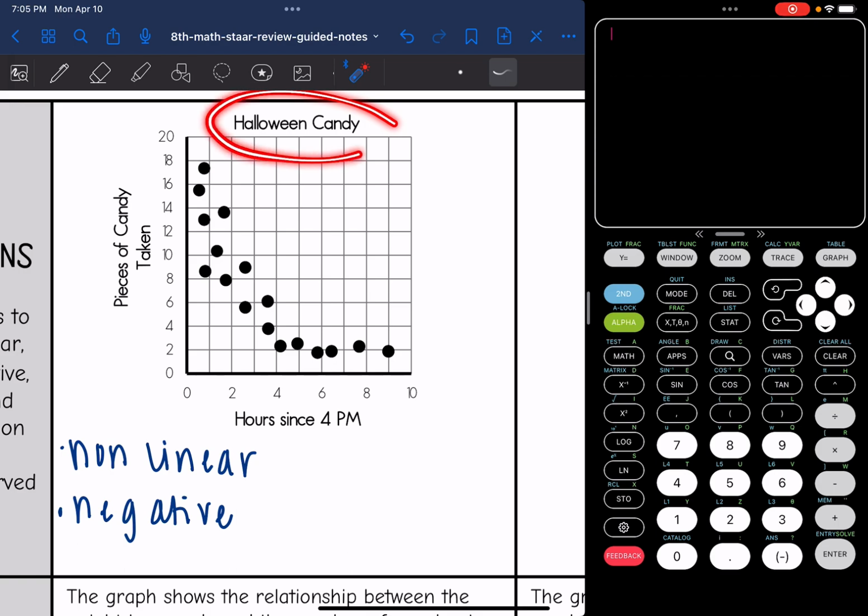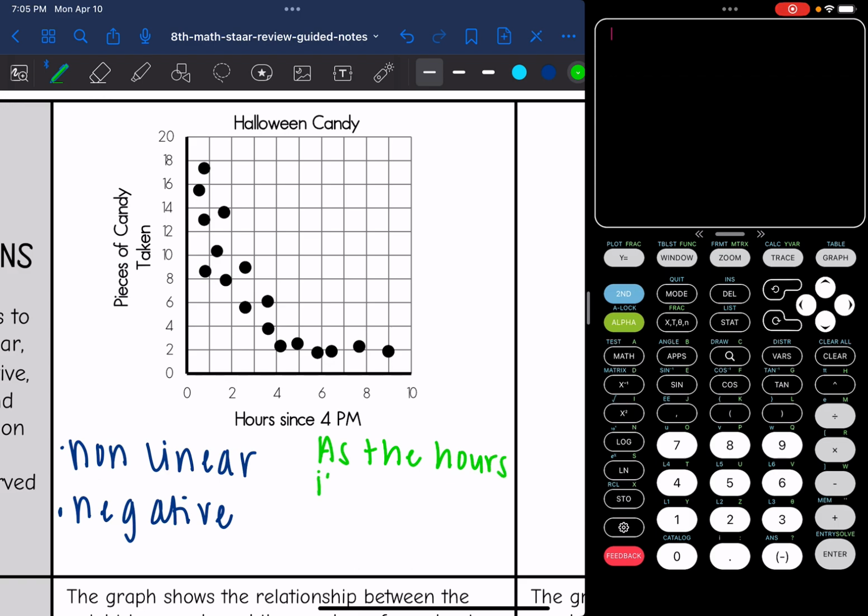So we're talking about Halloween candy. And as the hours since 4 p.m. increases, it looks like the pieces of candy decreases. So our description would be, as the hours increase, the pieces of candy taken decreases.